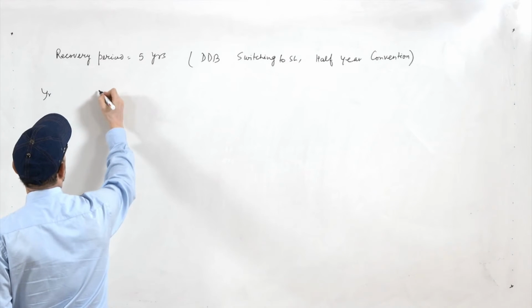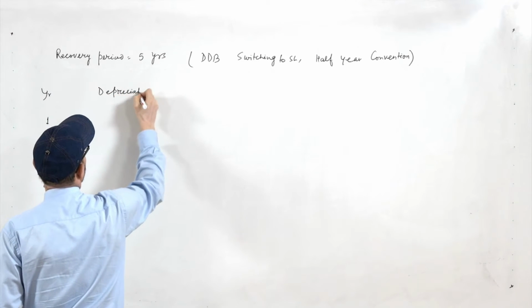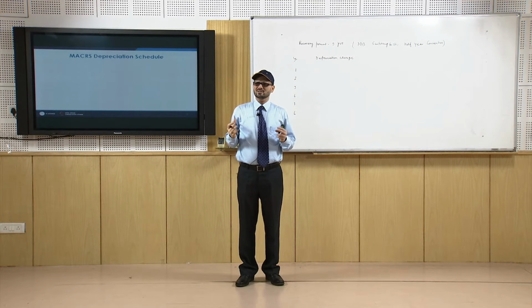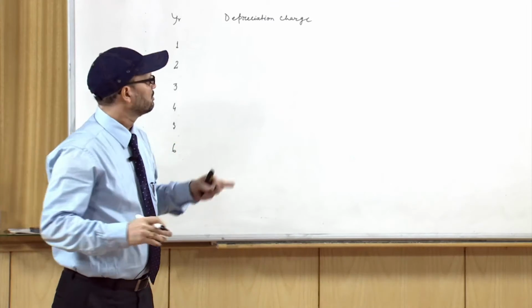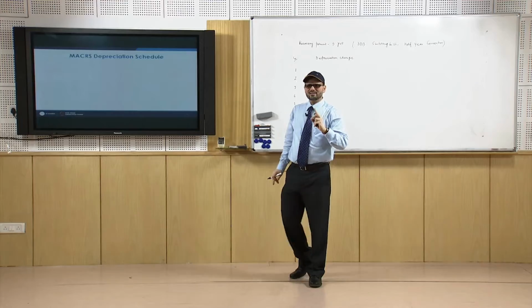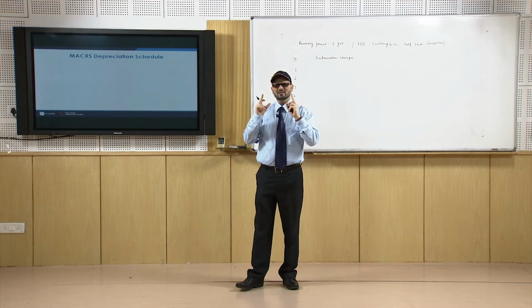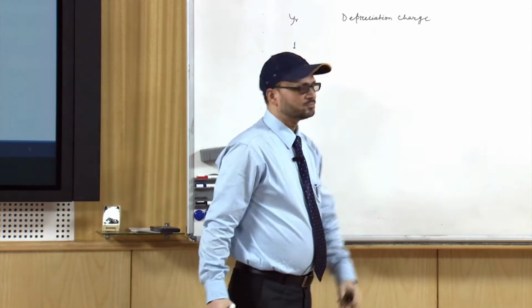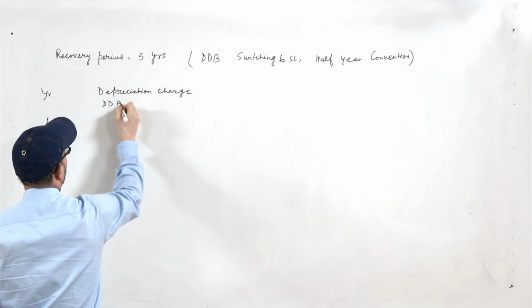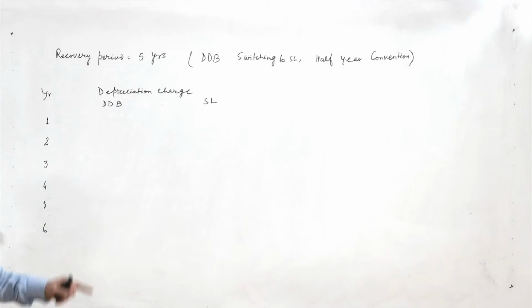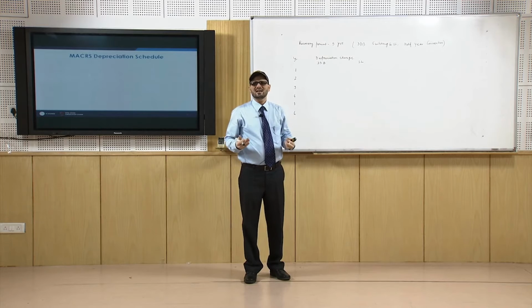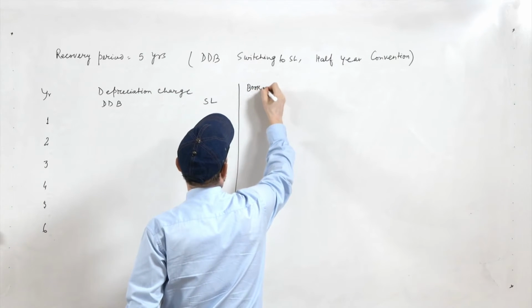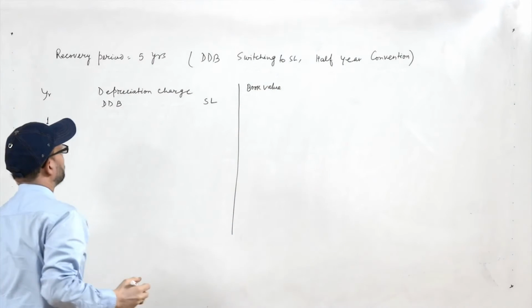Now, you have to calculate the depreciation charge. It is to be calculated using both the double declining balance method as well as the straight line method, because the condition of switching to straight line is applied when the depreciation charge calculated using the straight line method is larger than that calculated using the double declining balance method. So we calculate using both, see which one is larger, and that will be used. Then we have the book value at the end of year.